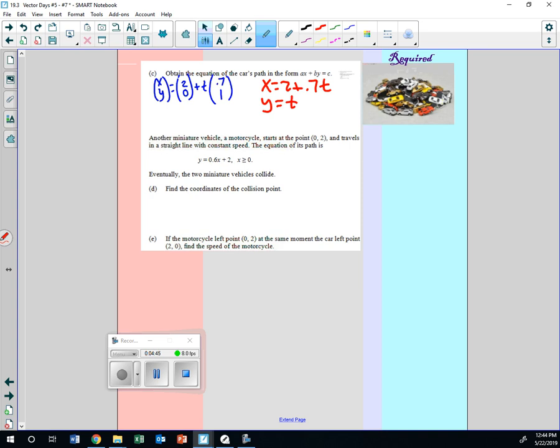So this should be a walk in the park for you because we just did this chapter where we convert this into non-parametric form. x is just going to be 2 plus 0.7 what? y, because t is equal to y. So they want it in this form, so you have to do it that way. It's the law: x minus 0.7y equals 2. And there is your form of that path.